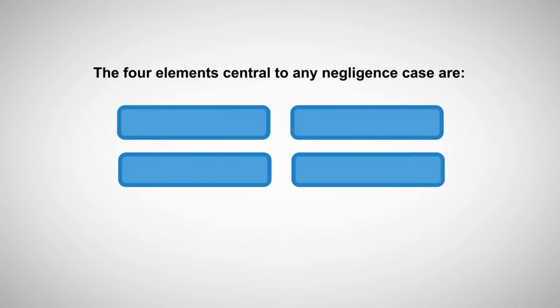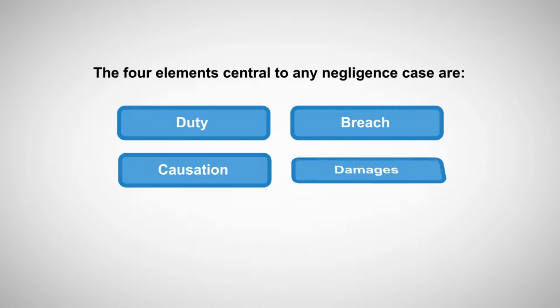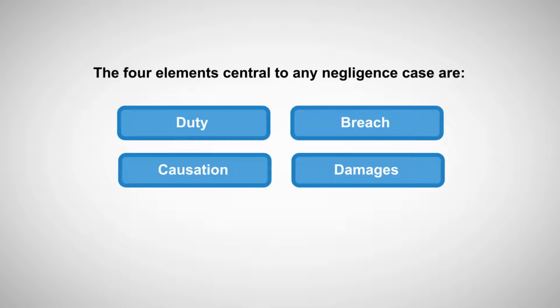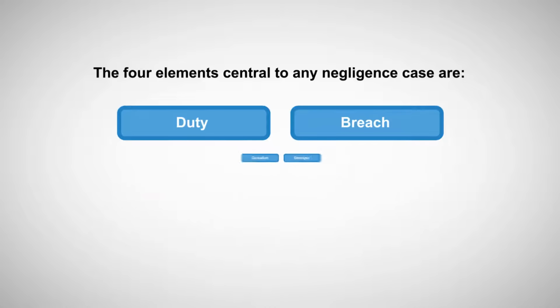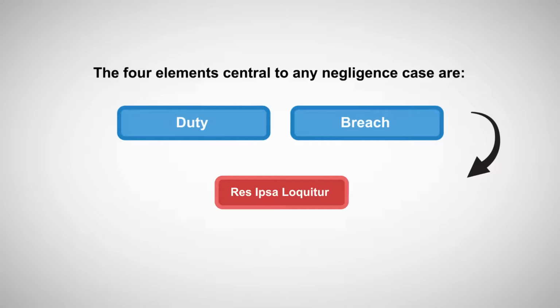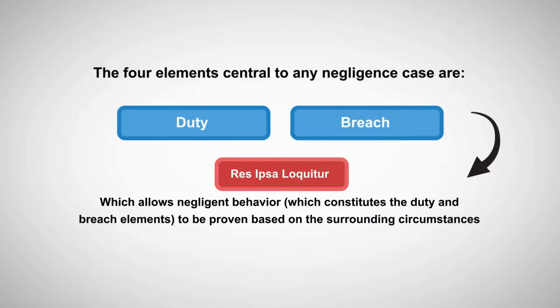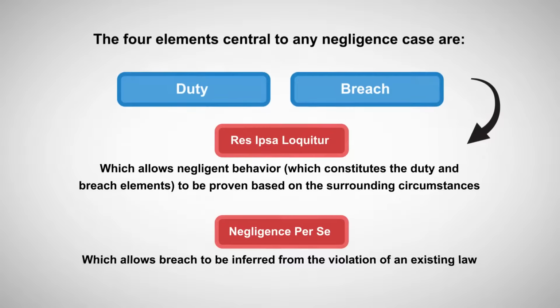The four elements central to any negligence case are duty, breach, causation, and damage. There are, however, two special negligence law doctrines that assist in proving the first two elements. These are res ipsa loquitur, which allows negligent behavior which constitutes the duty and breach elements to be proven based on the surrounding circumstances, and negligence per se, which allows breach to be inferred from the violation of an existing law.